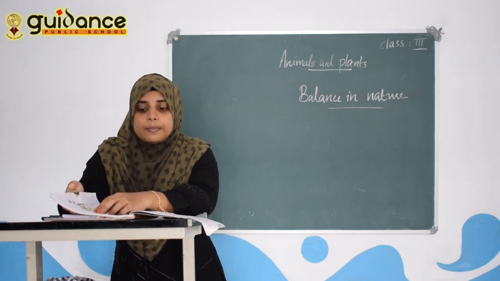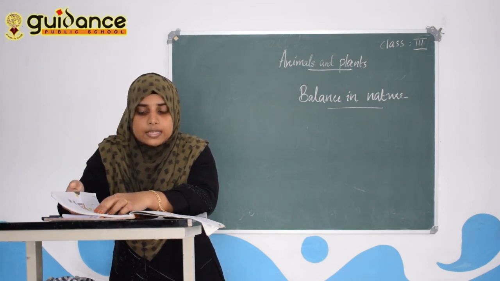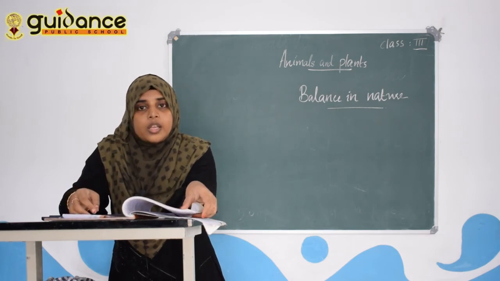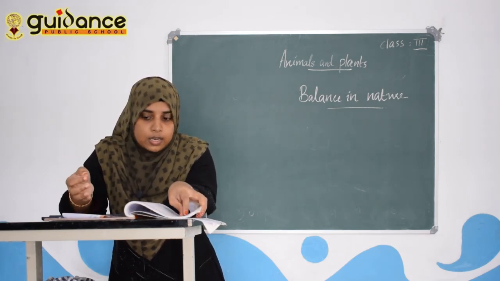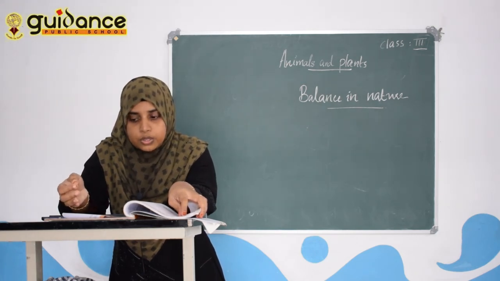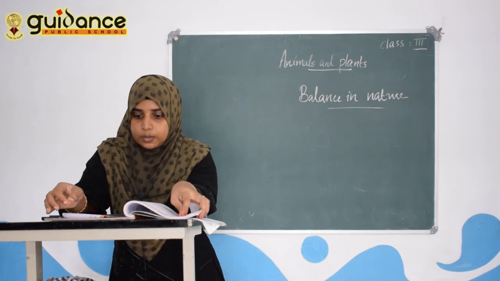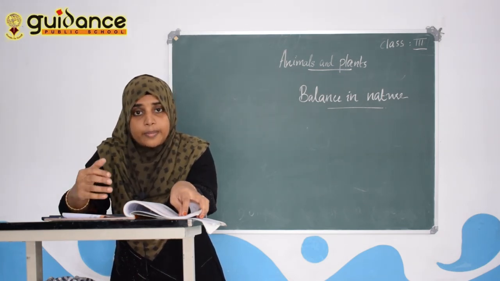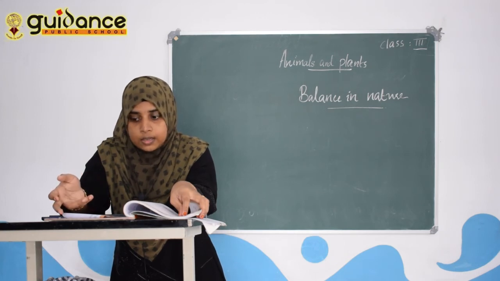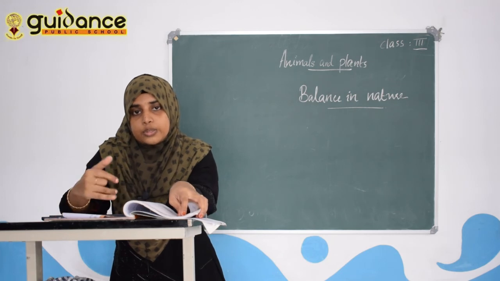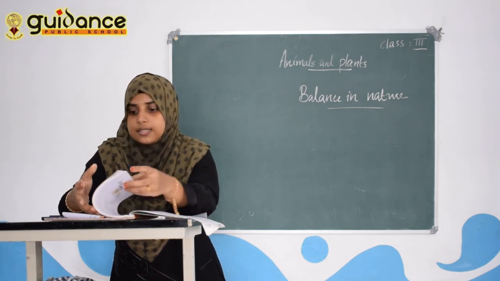Fifth one, how is the balance maintained in nature? If there are just enough plants, just enough plant-eating animals and just enough flesh-eating animals in the world, there is a balance in nature. To maintain the balance in nature, we should protect animals like the tiger and should grow more trees.